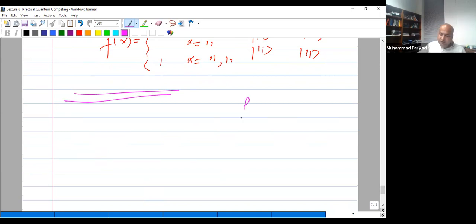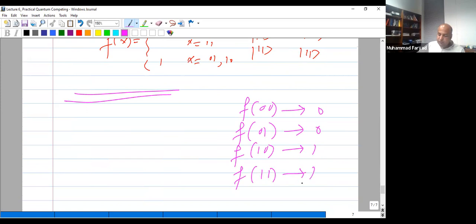Suppose I want to have a circuit like this. F of 0, 0 is 0. F of 0, 1 is 0. And f of 1, 0 is 1. And f of 1, 1 is 1. So what circuit will implement that? So we note here that this first qubit, when it is 0, we get output 0. And when the first qubit is 1, we get output 1. And it doesn't matter what the second qubit is.